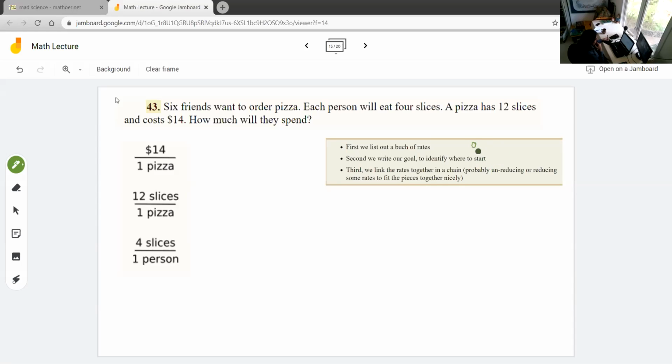So the goal is our dollars, and the start is the people. Okay, so the only one of these that has people is this one. We're not starting with one person, we're starting with 6 friends. So what do I write next and why?